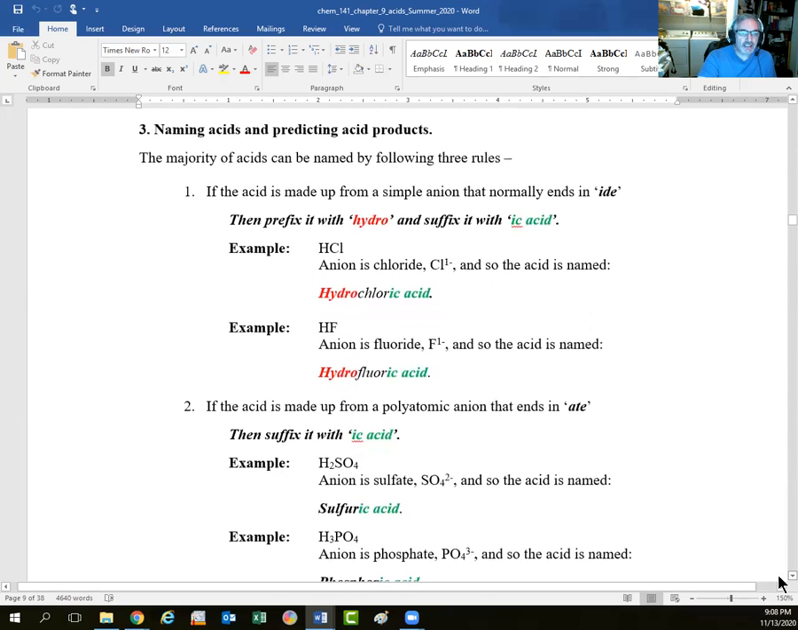Let's switch tacks for a second and look at the naming of acids in chemistry.